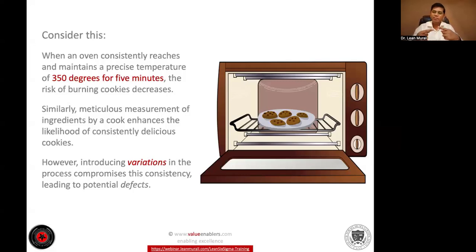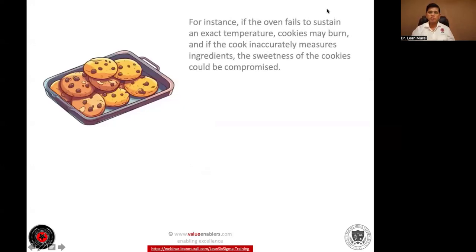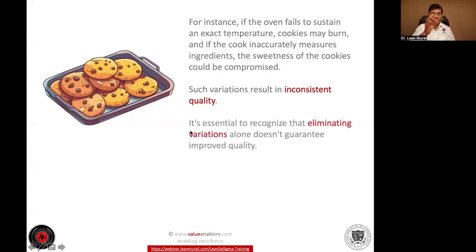Now I'll go into a little bit of depth. Be with me, this will go a little deeper. For instance, if the oven fails to sustain the exact temperature, the cookie is burned. And if the cook inaccurately measures the ingredients, the sweetness of the cookie might be compromised. Such variations result in inconsistent quality.